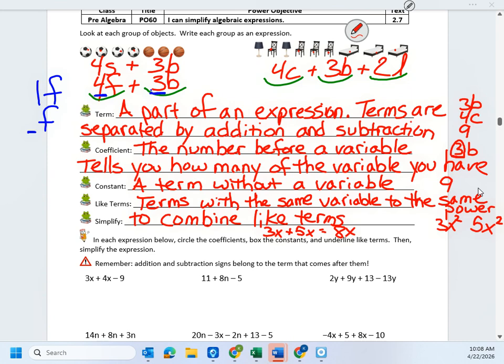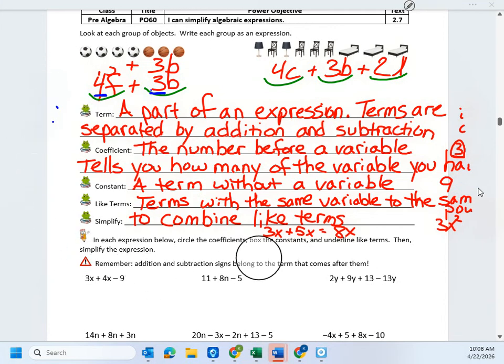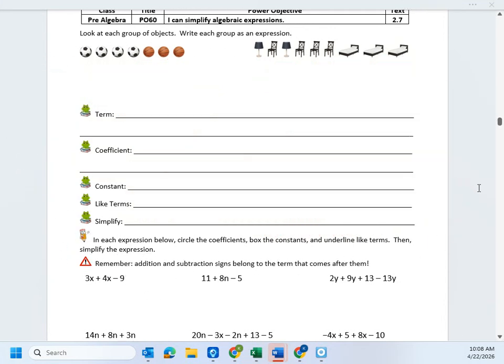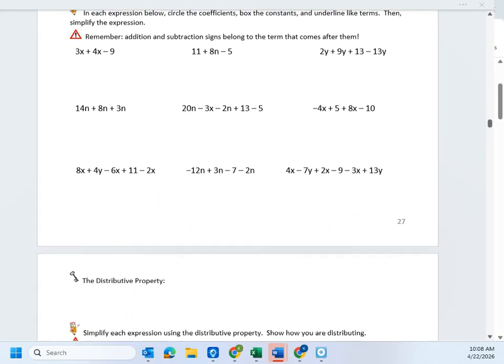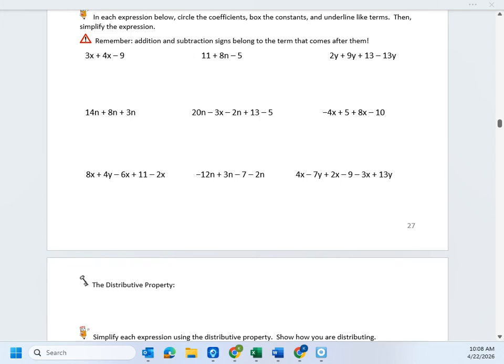Any questions on our vocab words? All right, so let's look at how we put it all together. In each expression below, we're going to circle the coefficients, box the constants, and underline the like terms. Then we're going to simplify it. We can only combine like terms.